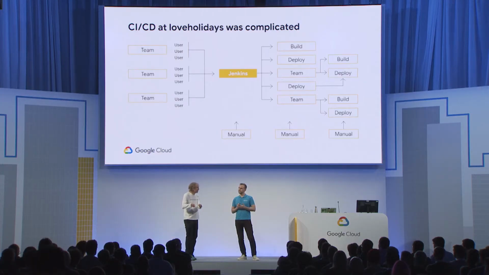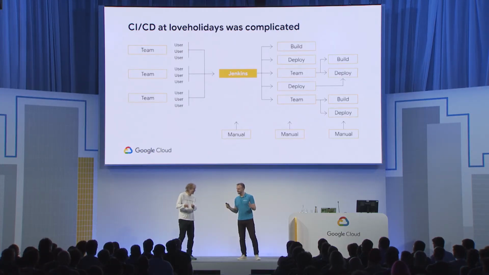So lots of people had access. They had to go in there to do things. They had to do them manually, and you had just the one Jenkins. What could possibly go wrong? There have been a lot of things going wrong in CI/CD, and we were spending way too much time on it.